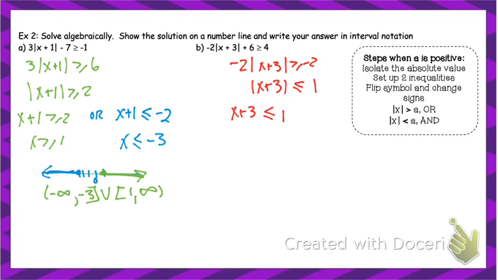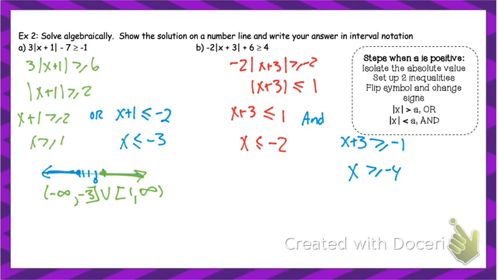Since we're dealing with less than, these are and. So we're going to have two inequalities. This time it's and. We're going to flip the sign and change the plus or minus. And those are my two inequalities that I'm going to work with. So I get x is greater than or equal to -4. And I get x is less than or equal to -2.